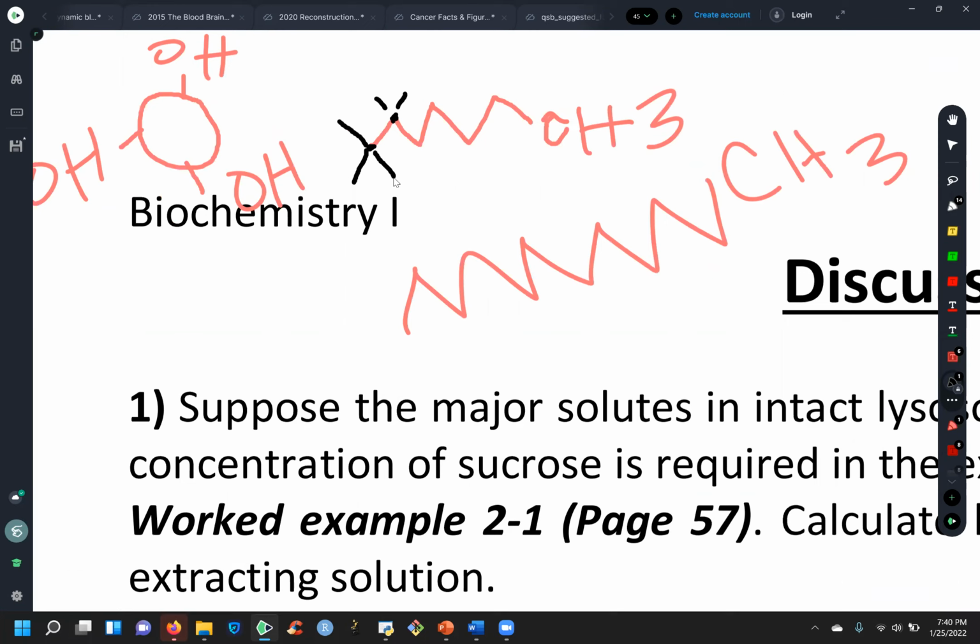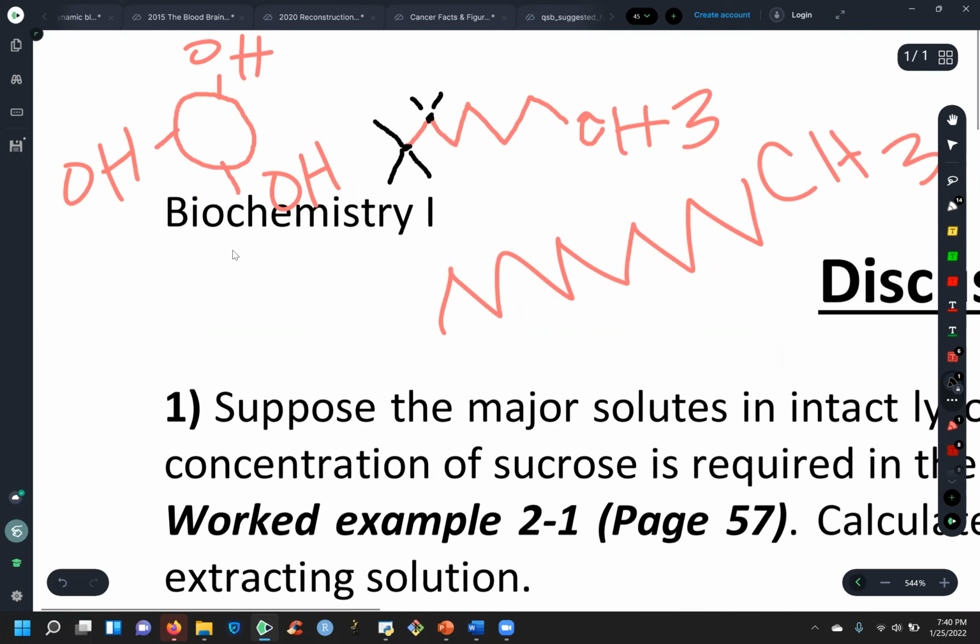Okay, the question was which of these molecules will love to dissolve in water. And it was the one with the hydroxyls, because that's a polar bond and they love to dissolve in water because water is also polar.